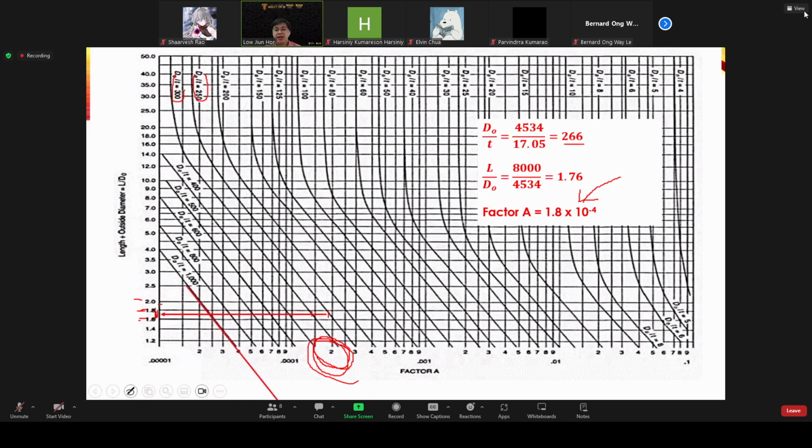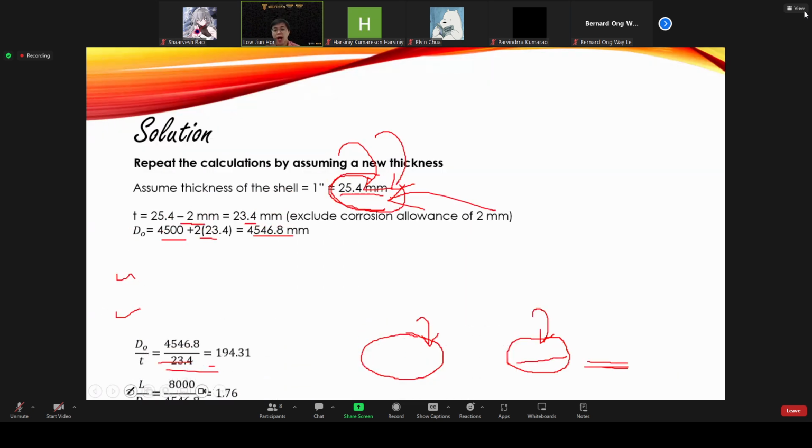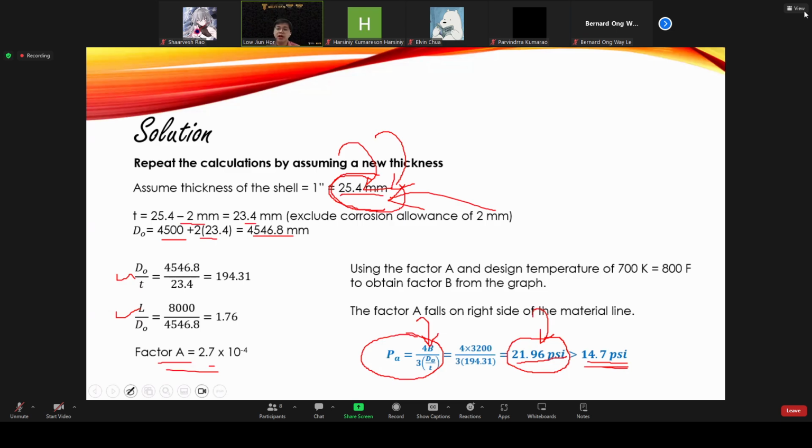So if you want to reduce the cost, why? Because the external pressure that you want to support is only 14.7, but this one can go up to 21.96, and you want to reduce the thickness in order to reduce the cost, can. Maybe you can slightly adjust the thickness here to slightly reduce it. As long as it's higher than 14.7, then it can be accepted. So now at least you have a range, you know. Then later you can adjust accordingly if you want to reduce the cost of fabrication. This is how we determine the thickness for our pressure vessel.